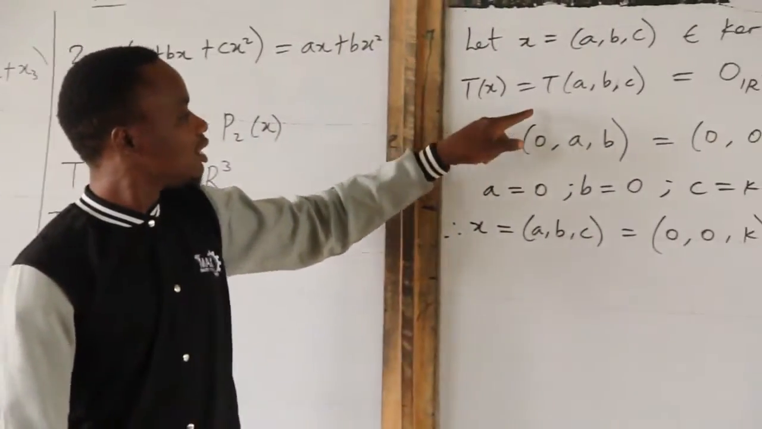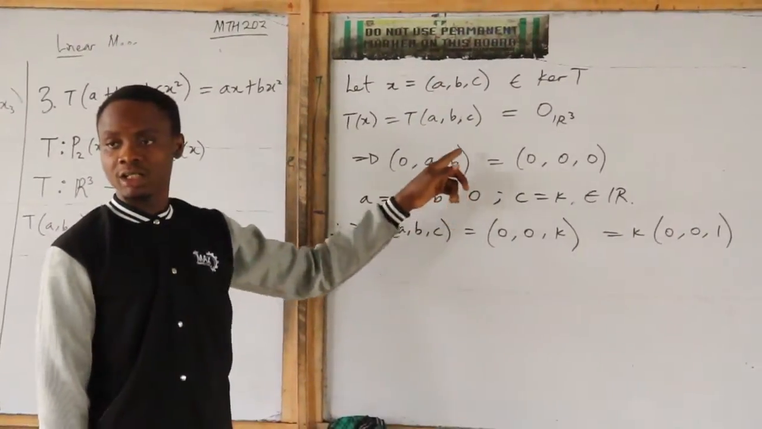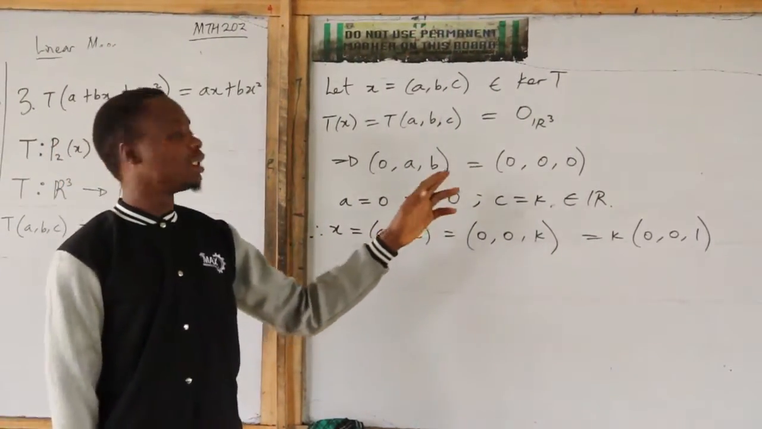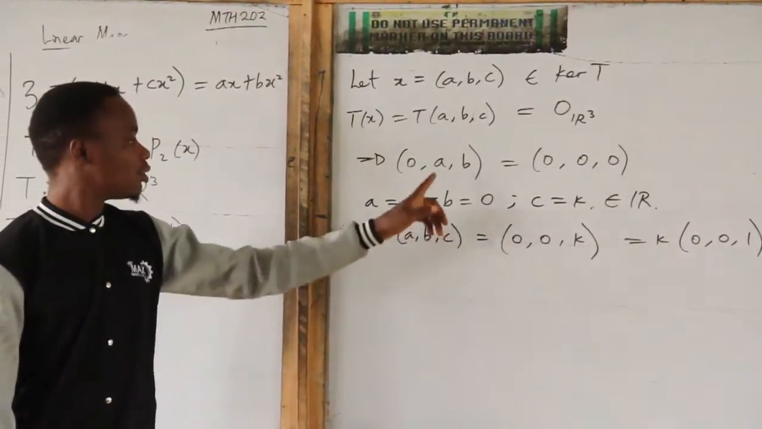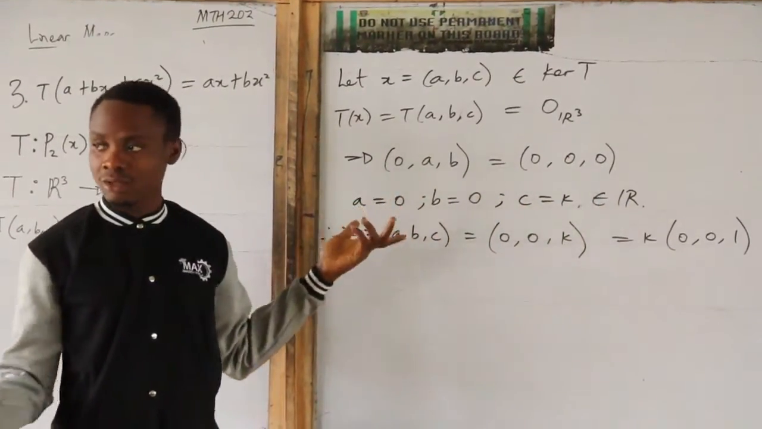But in the results, T of A, B, C is what we are interested in. T of A, B, C is 0, 0, 0. You understand that? So A will be 0, B will be 0.